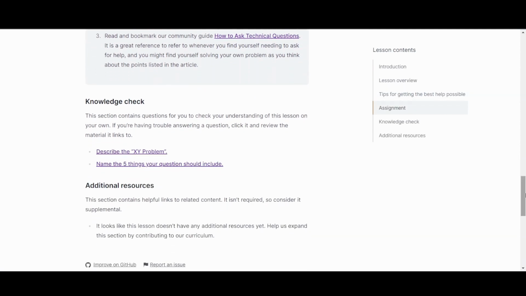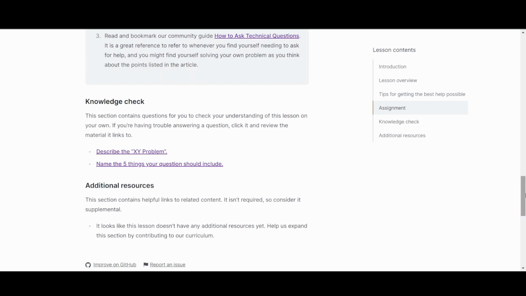This section contains questions for you to check your understanding of this lesson on your own. If you're having trouble answering a question, click it and review the material it links to. Describe the XY problem. The XY problem is asking about your attempted solution rather than your actual problem. This leads to a lot of wasted time and energy, both on the side of people asking for help and of those providing help.